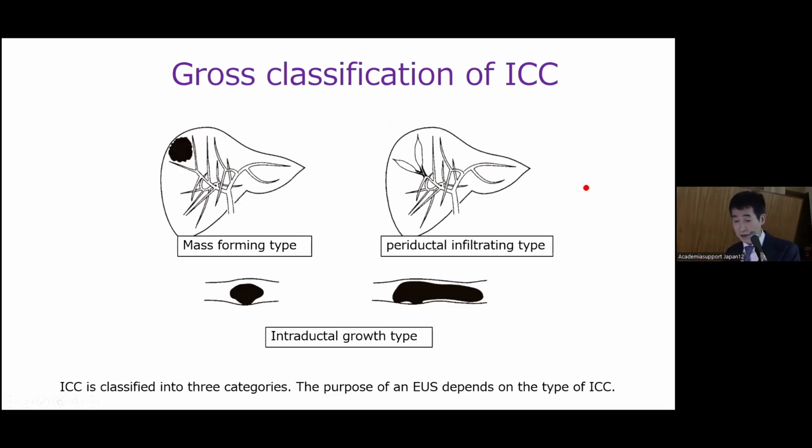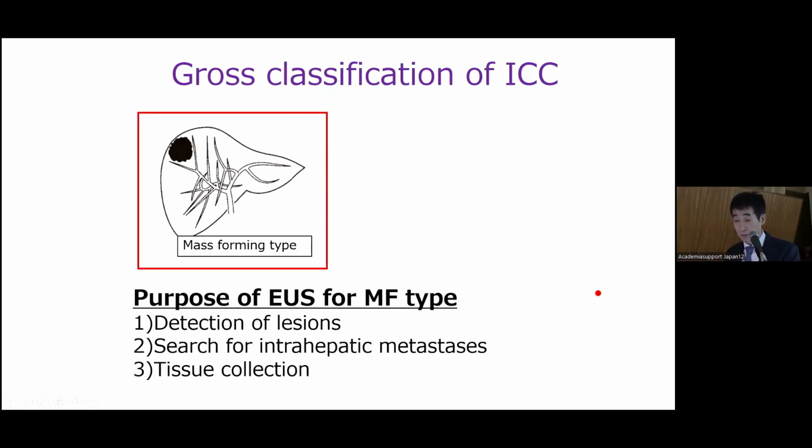ICC is classified into three categories: mass-forming type, periductal infiltration type, and intraductal growth type. The purpose of EUS depends on the type of ICC. At first, the mass-forming type. The purposes of EUS for the mass-forming type are, one, detection of the lesion, two, a search for intrahepatic metastasis, and three, tissue collection.